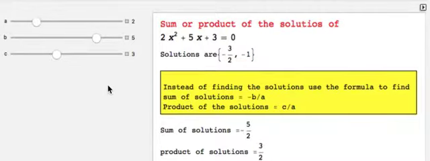We're going to look at the sum of the solutions and the product of the solutions of a quadratic equation. So here we have a quadratic equation, 2x squared plus 5x plus 3 equals 0. Now, someone might ask you the question, what is the sum of all the solutions to this equation? Or what is the product of all the solutions to this equation? And we could go ahead and solve this equation. We could find the solutions and then add them or then multiply them.